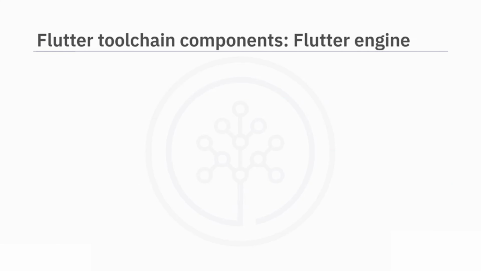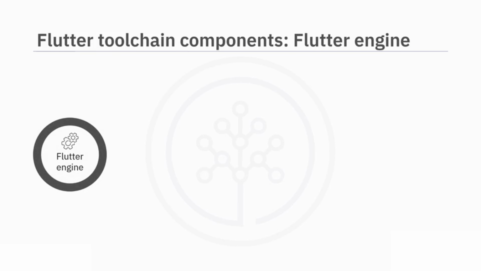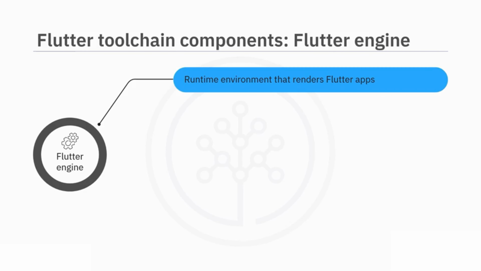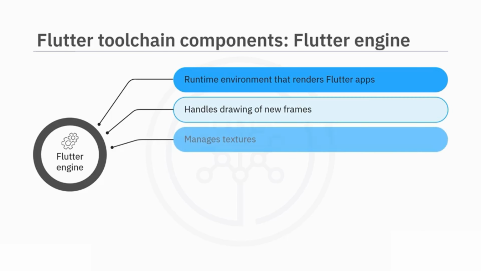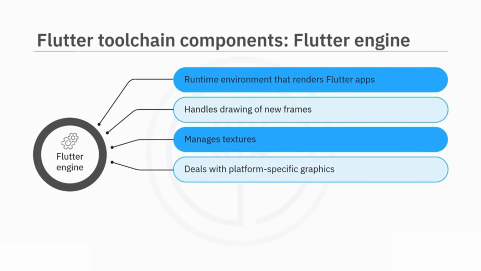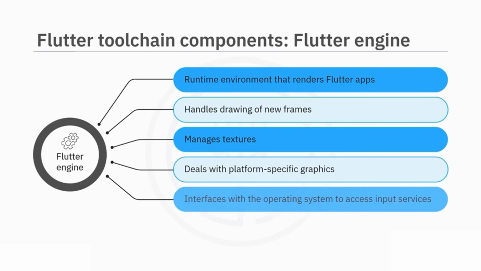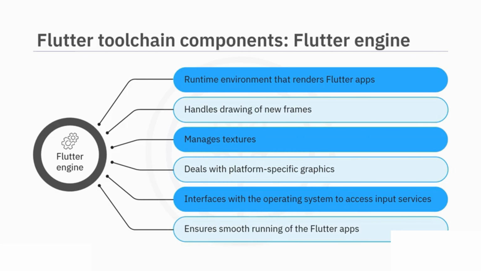The next important component is the Flutter engine, the runtime environment that renders Flutter apps. Written in C++, this engine handles the drawing of new frames, manages textures, and deals with platform-specific graphics. It also interfaces with the operating system to access services such as input and accessibility. The Flutter engine ensures that the Flutter apps run smoothly and look visually appealing on different devices.